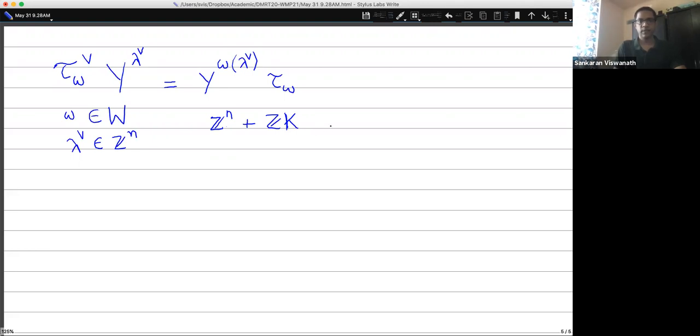Look at this bigger lattice, and now there is an action of the affine Weyl group on this bigger lattice. Okay, so what's the action? How does it act? Well, k is fixed by all elements of the affine Weyl group, but elements from Zn, when they are acted upon by w, will actually give you elements which also involve k in general.